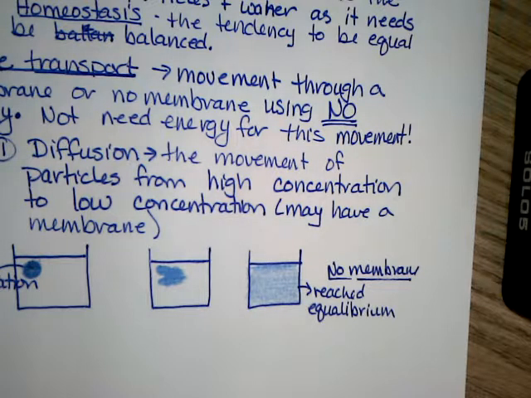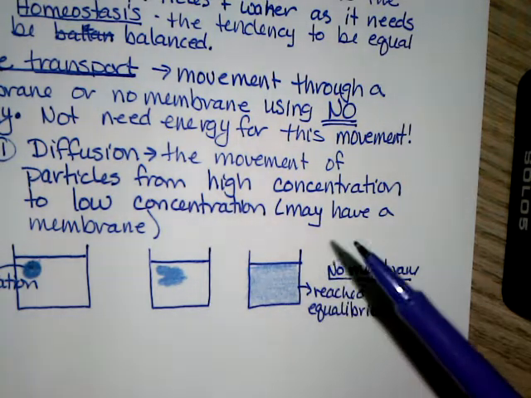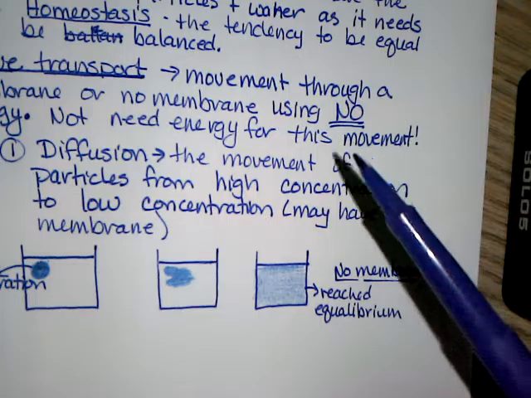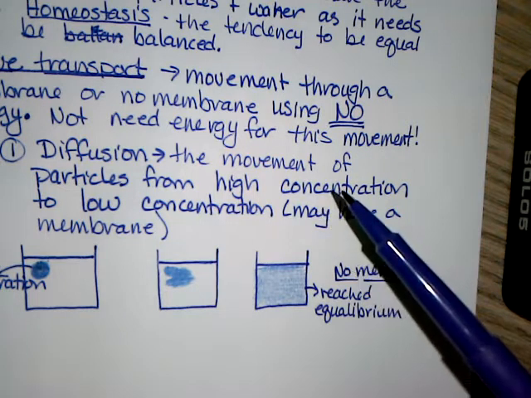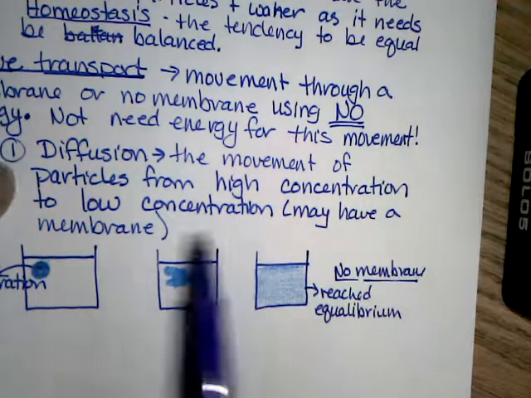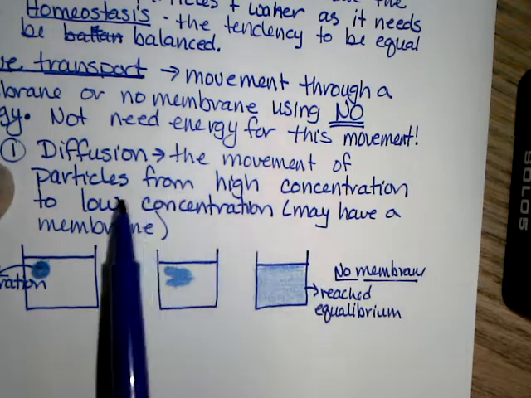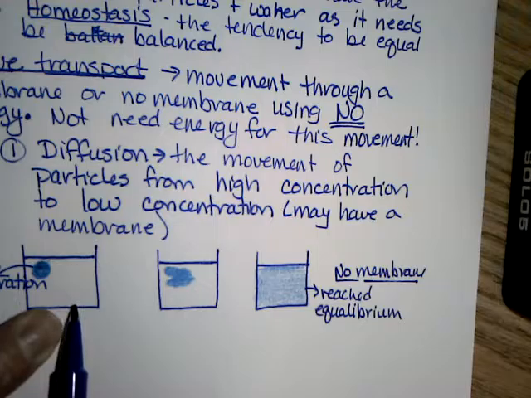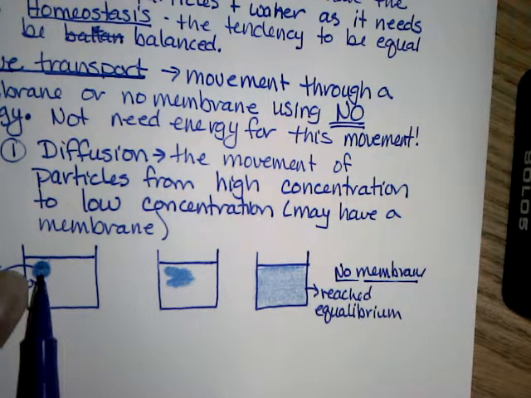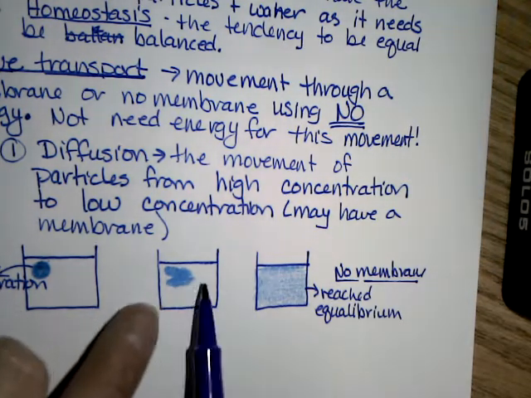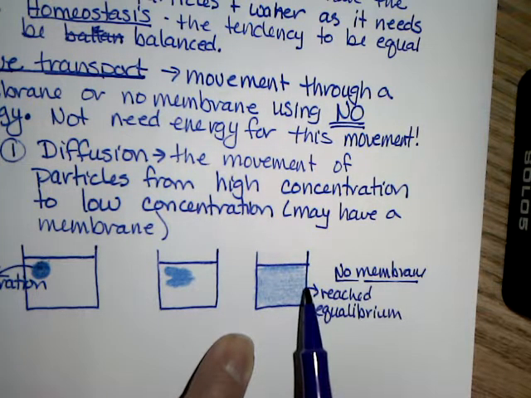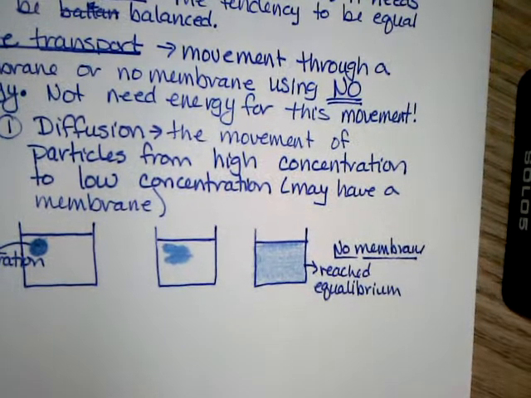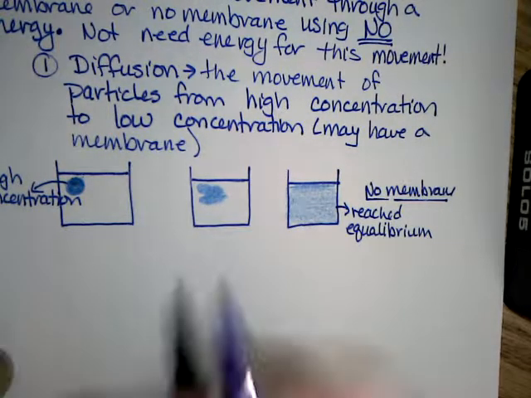So let me go through what this is again. Passive transport means that there's no energy used from the cell. Diffusion means you're moving particles from a high concentration to a low concentration, in which case high concentration molecules are going to start to spread out. Okay? So here's an example of diffusion with a membrane.